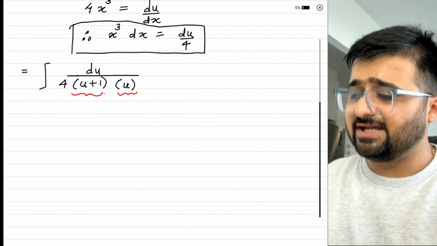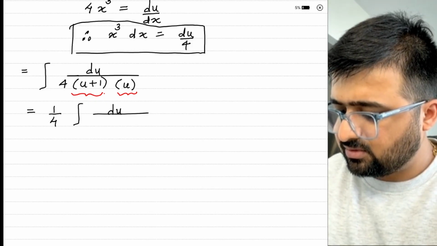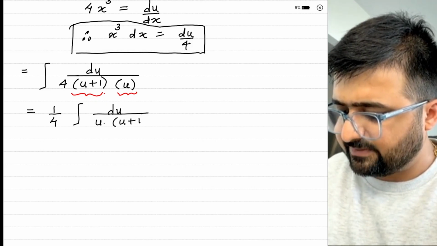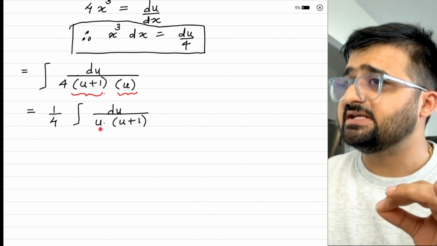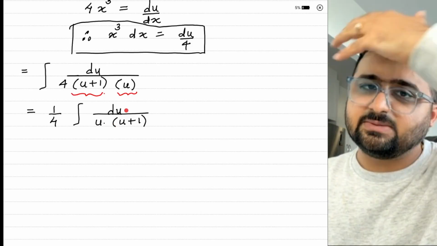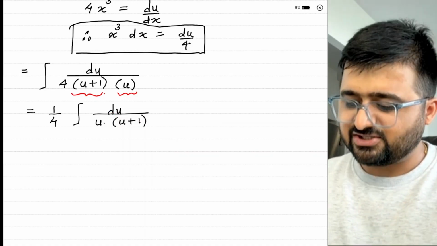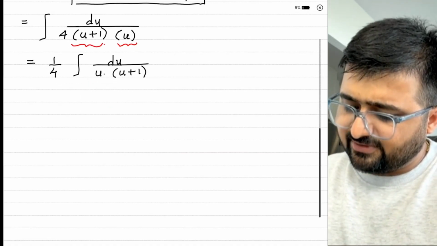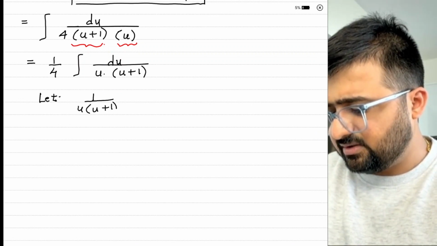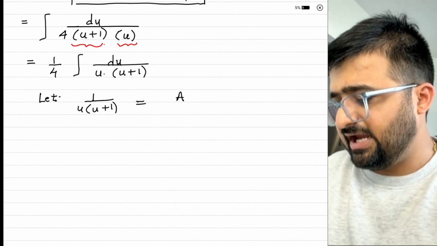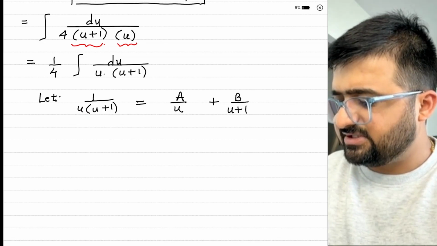Now that 4 is a constant, it can be taken out of the integral. So we have 1 by 4 times the integral of du divided by u times u plus 1. Now what you have to do in order to integrate this is partial fractions, because the denominator is in terms of factors and the power of the numerator is less than the power of the denominator. That's a classic example of partial fractions. So in order to do partial fractions, you say let 1 over u times u plus 1 be expressed in terms of a divided by the first term, which is u, plus b divided by the second term, which is u plus 1.